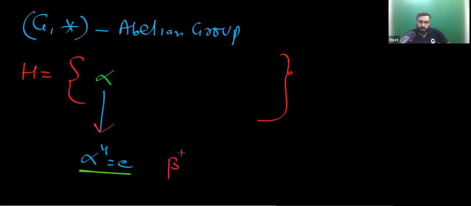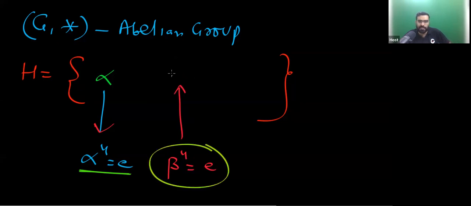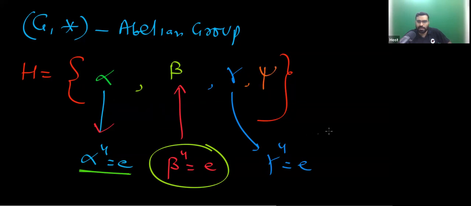You tell me one more thing. If beta power 4 is equal to the identity element, can I say beta will be in H? Yes, of course. Very simple. In this H, you have those elements for which power 4 is equal to the identity element. If you have some element and its power 4 is the identity element, then that element will be here.